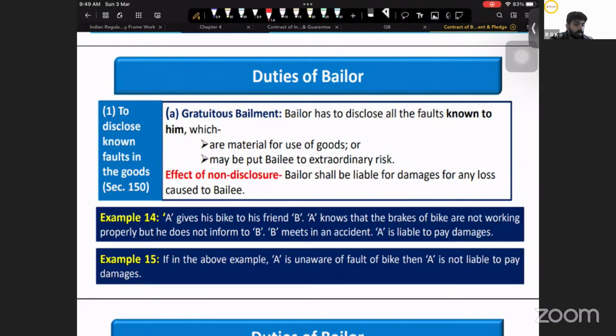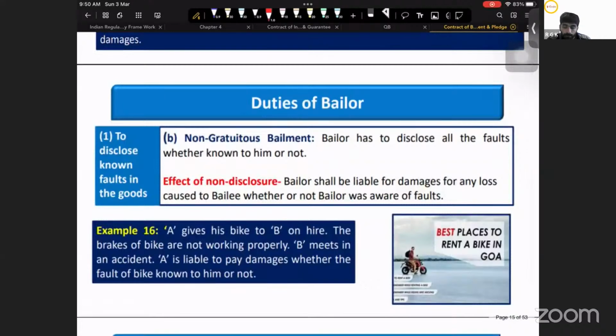On the other hand, if you are taking a Zoom car, it becomes the duty of Zoom car to ensure that goods are in fit condition. There should not be any default at all. So it should be free from default.